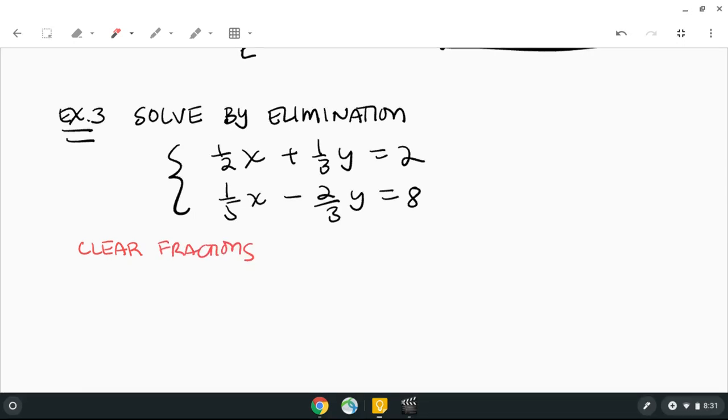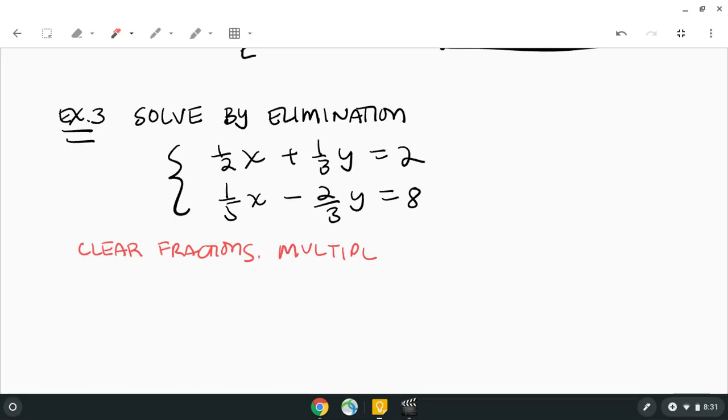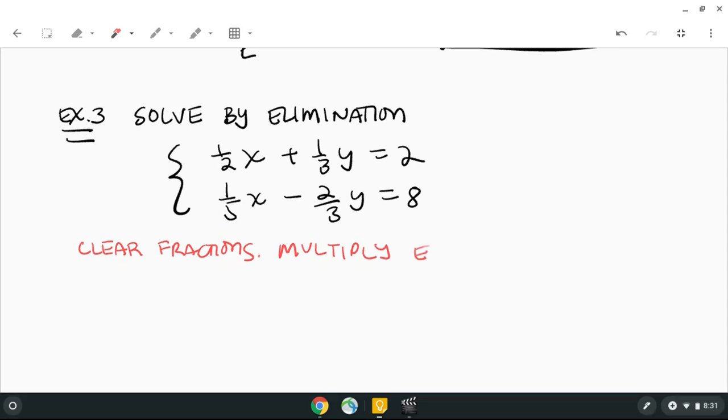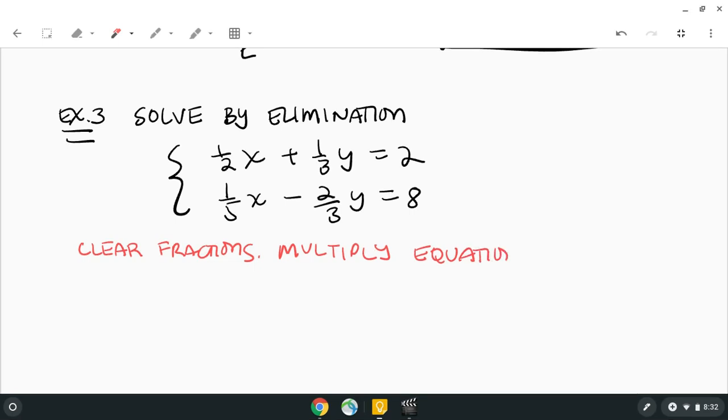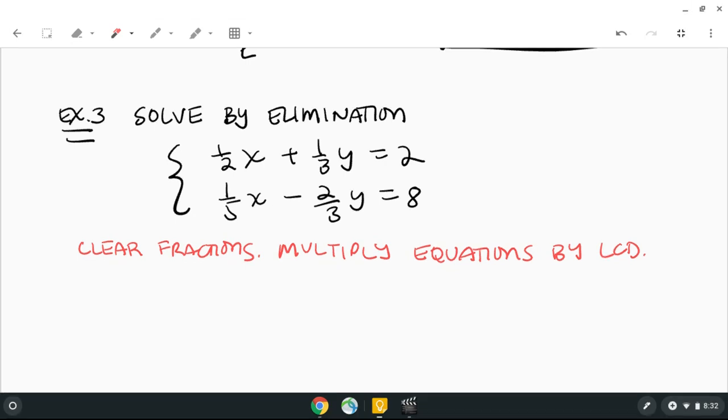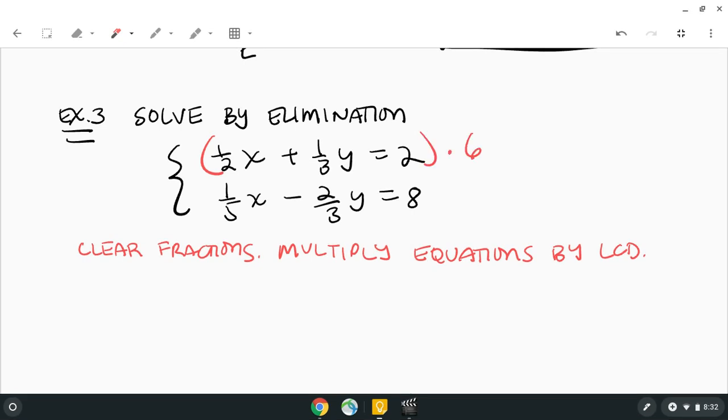And the way you do that is you multiply the entire equation by the LCD. All right, so that top one, I have two fractions there, 1/2 and 1/3. So my LCD between 2 and 3 is 6. So I'm going to multiply this equation by 6 to cancel out both of those fractions.